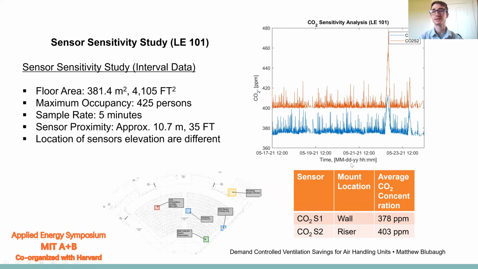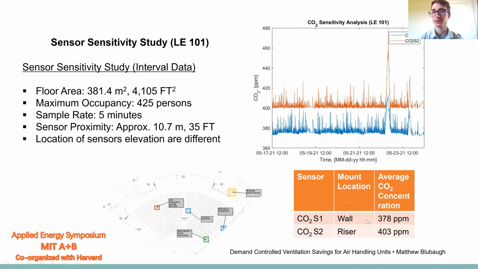So looking at our next lecture room, we have LE101. This is the largest lecture hall in the zone controlled by the air handling unit. It has a maximum occupancy of 425 people. And then again, noting the proximity, these blue boxes are the CO2 sensors. These sensors have a proximity of about 35 feet, so a little closer than the last classroom, even though the classroom's bigger.